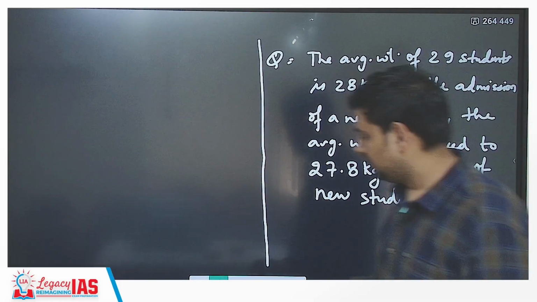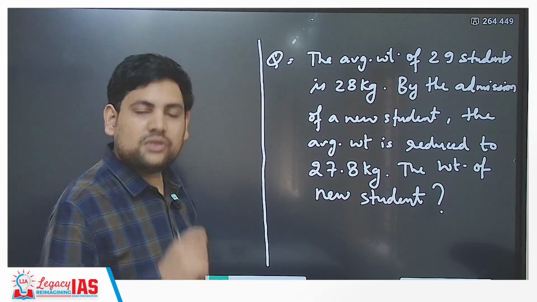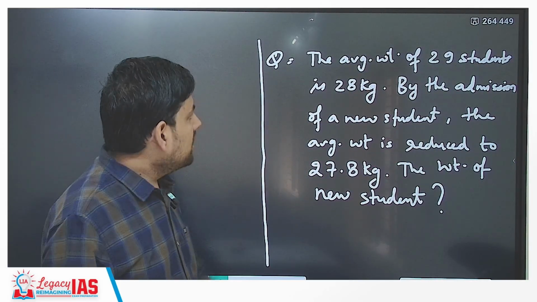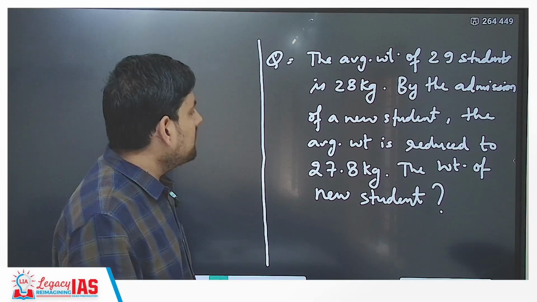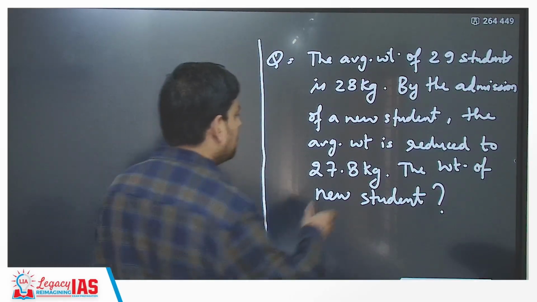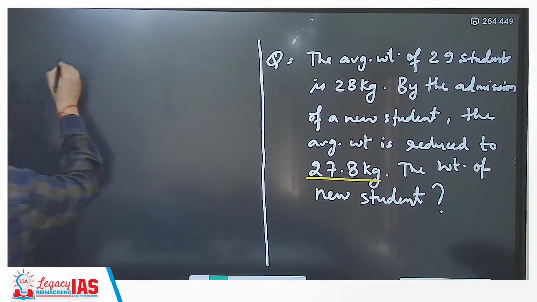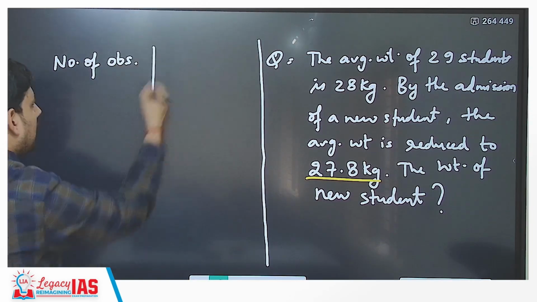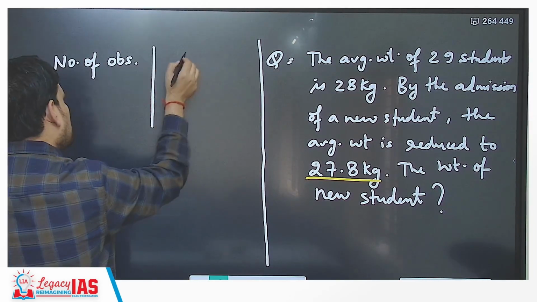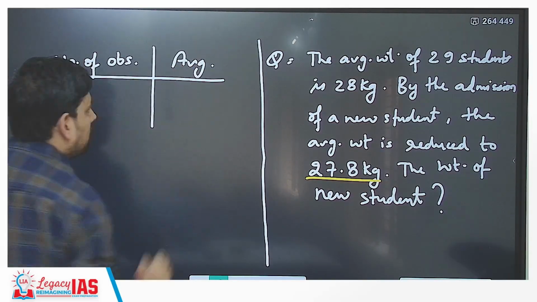Yeah, now see this. Here you will understand why I am telling you to write observations like this. Now the average weight of 29 students is 28 kg. By the admission of a new student, the average weight is reduced to 27.8 kg. Okay, same process will follow. Number of observations, and on that side what we'll write? We'll write the average.